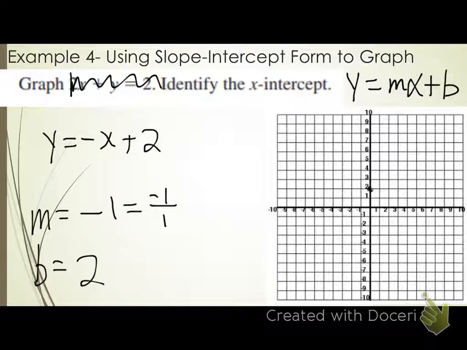So I put a point at 2 on my y-axis. So that's where it's crossing my y-axis. Which two directions am I going? Down 1, right 1. I get all the points.